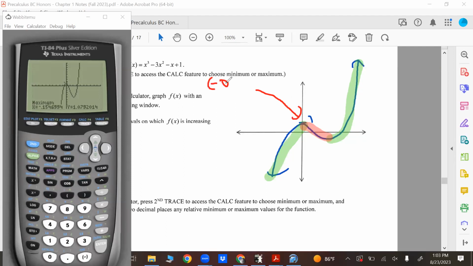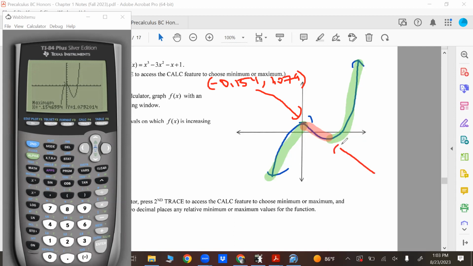The coordinates are going to be negative 0.154, comma 1.079. How many of those decimal digits? I like 3. And the reason I like 3 is just for AP. That's what they want. Yeah, so 3 will be our standard.